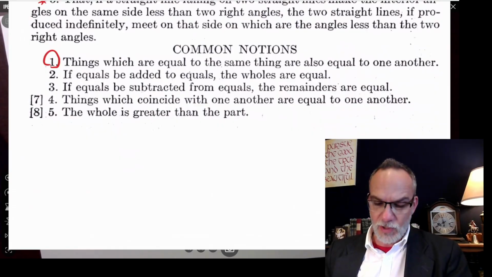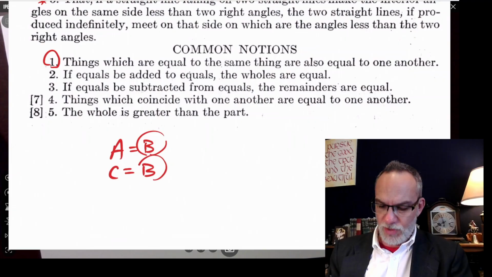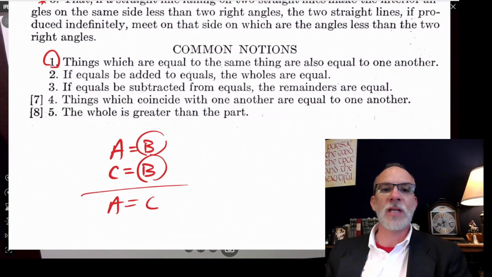Number 1 is very important. Things which are equal to the same thing are also equal to one another. For example, if I said A is equal to B and C is equal to B, because these two things are equal to B, I can say directly that A, therefore, must be equal to C. And we're going to use that today.